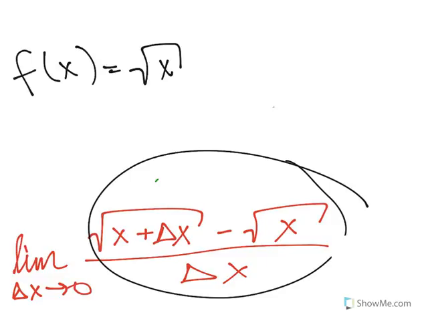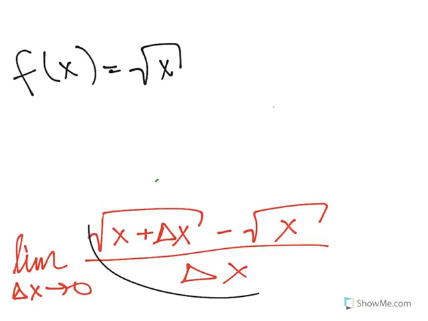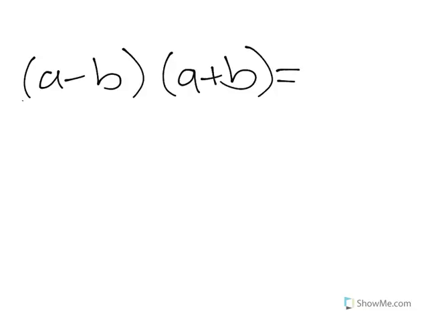So as you might have learned, in order to get rid of square roots, what you can do is get kind of a difference of squares. So as you might recall, if you multiply a minus b times a plus b, you get what is called the difference of squares. So you get a squared minus b squared. So we want to do exactly that.